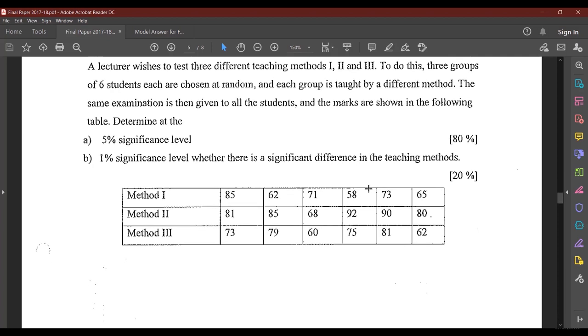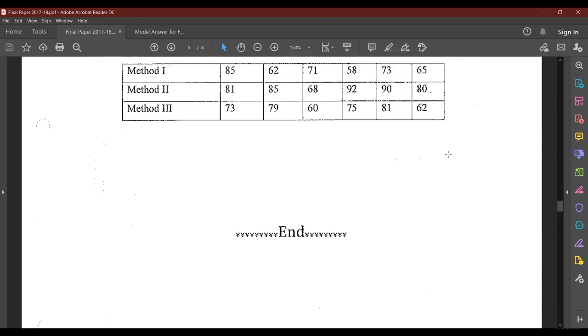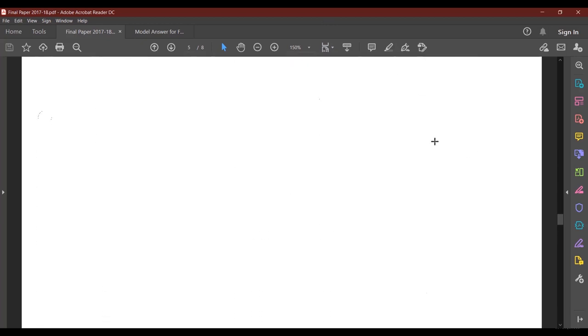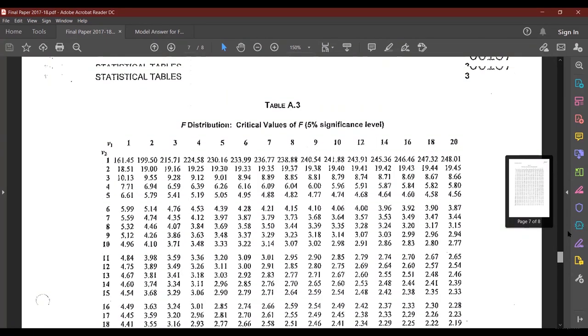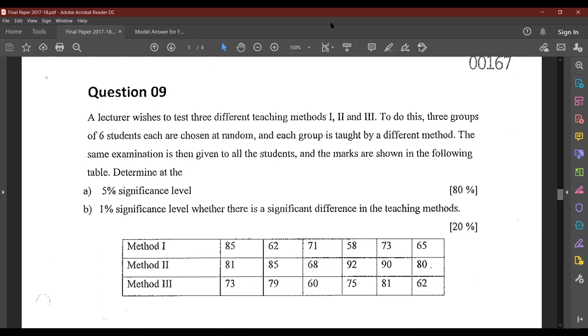So they're asking us to find whether there is a significant difference in the teaching methods, right? So we have to do a hypothesis test. Mostly in this case, we have to do an F test, that is the F distribution. The table chart would be given. We'll see.